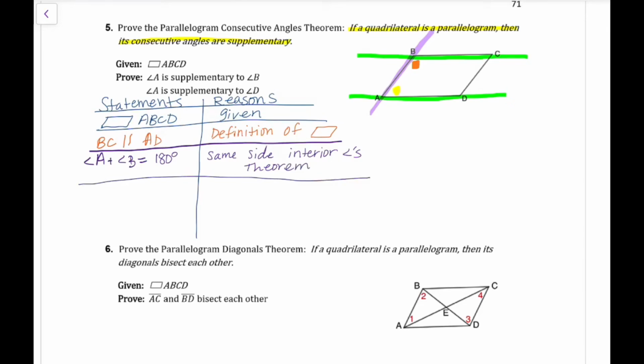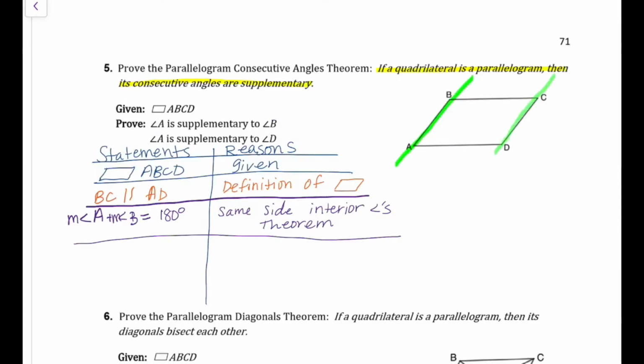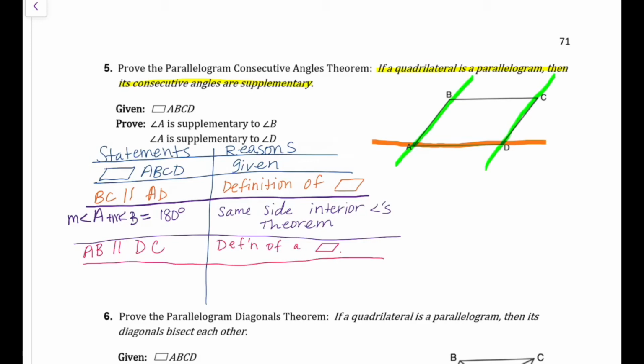Now I'm going to draw another set of parallel lines here. AB is also parallel to CD. So I'm going to write AB is parallel to CD, and the reason would be, again, the definition of a parallelogram, because you have a parallelogram, both sets of opposite sides are parallel. You could have also written this up when you did the BC and AD.